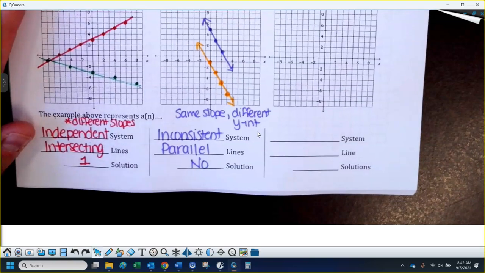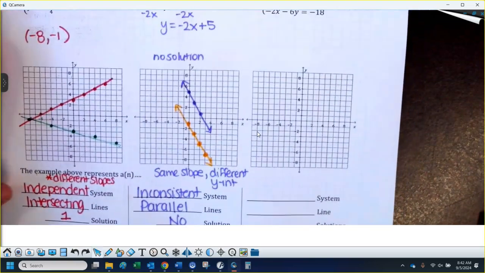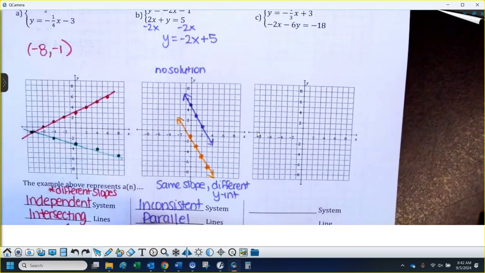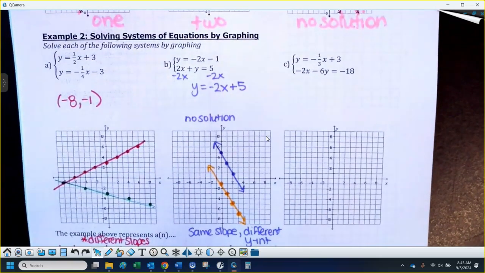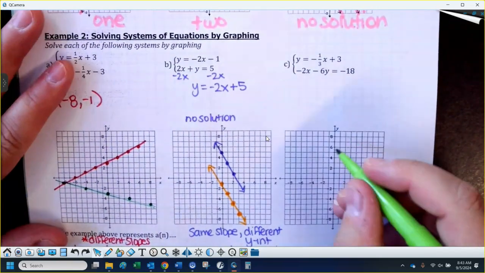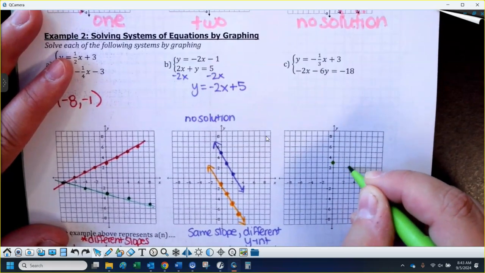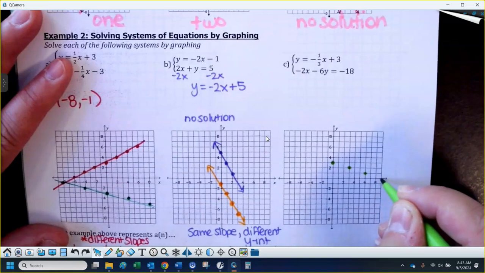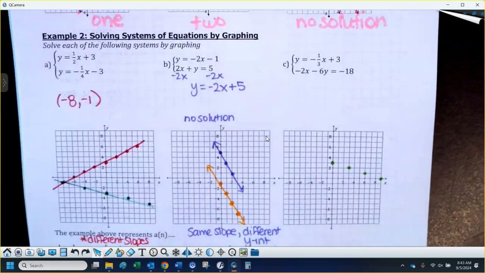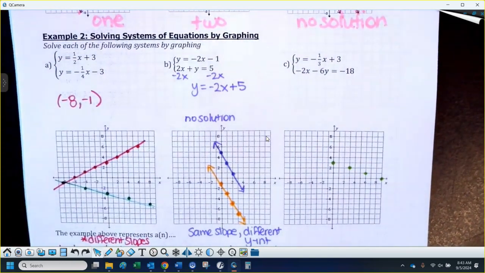All right, now the last one. Again, we're in slope-intercept form, negative 1/3 x plus 3. So I'm going to start at 3 and go down 1 over 3 to the right, graph a couple points. Now, intercepts would not be bad for this last one because 18 is divisible by both 2 and 6, or negative 2 and negative 6. So you can do that if you want.